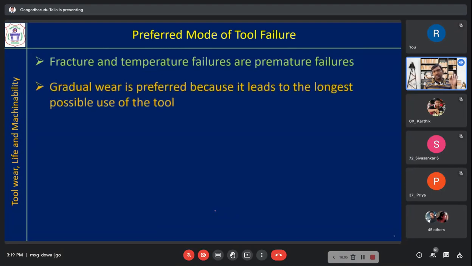Now gradual wear is preferred because it leads to the longest possible use of the tool. So if the tool is failing due to wear, then you have very good tool life. If it is breaking, it may break very quickly, or due to high temperature, it may deform very quickly.